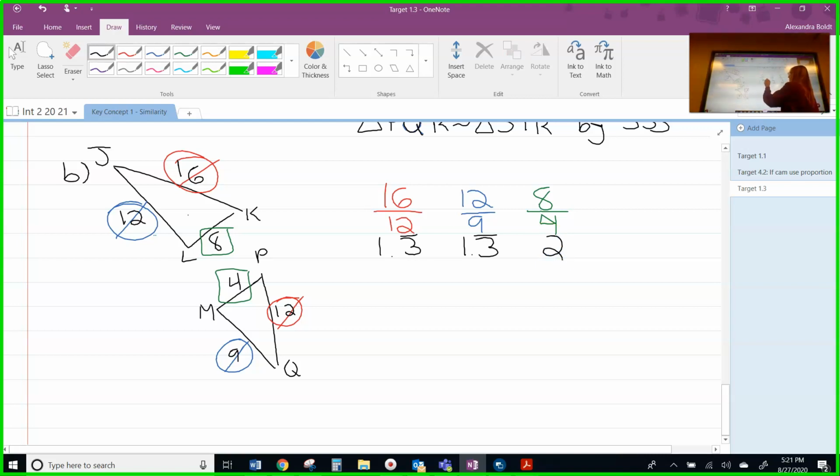So while these are equal, these are not equal. So since they're not equal, all we can say is that they are not similar.